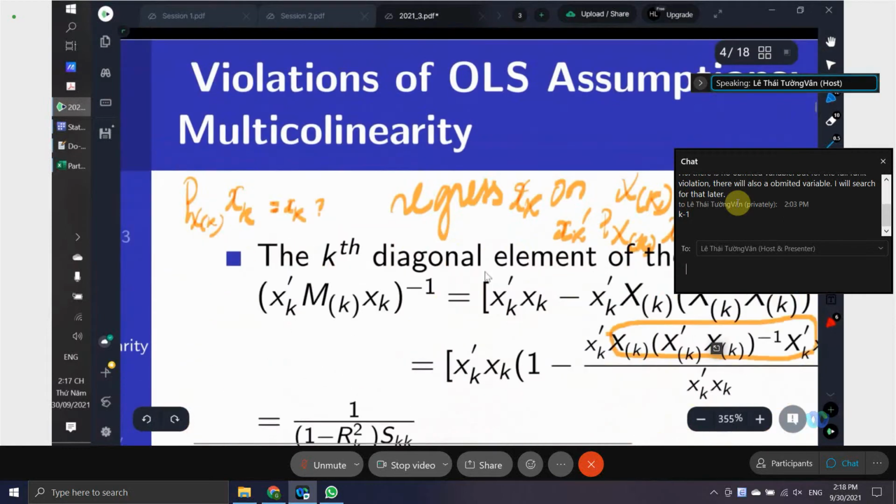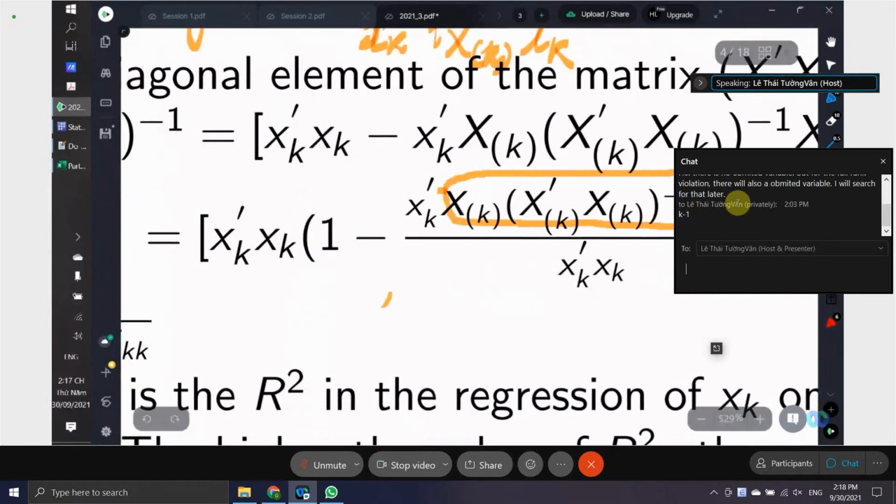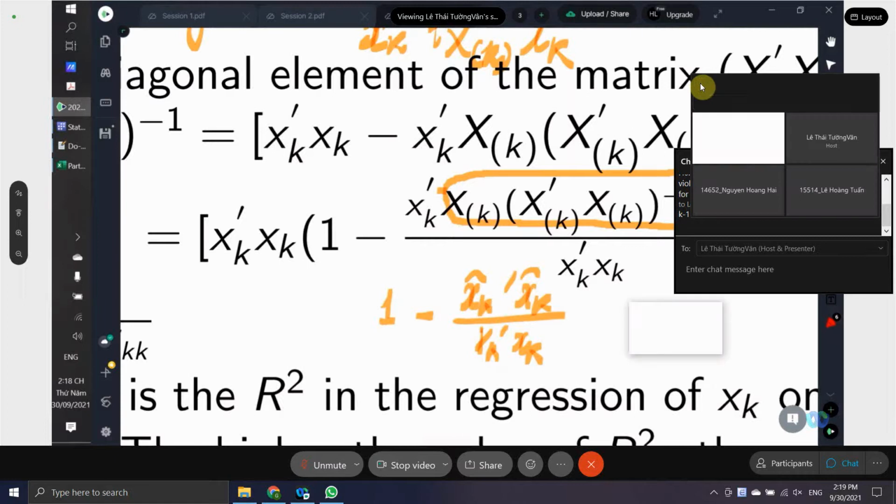Now, if you look carefully at this expression here, you may notice that it is equal to 1 minus xk hat prime xk hat over xk prime xk.